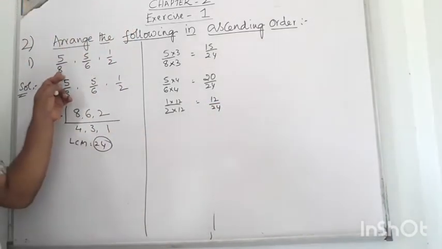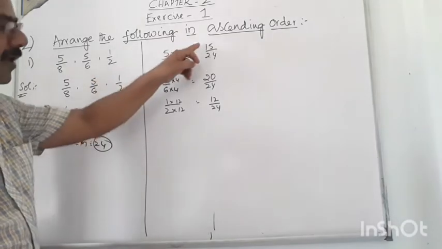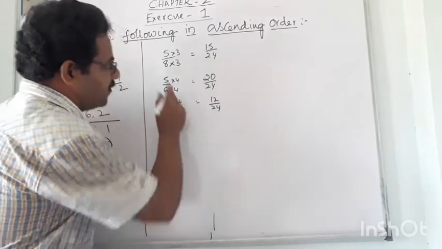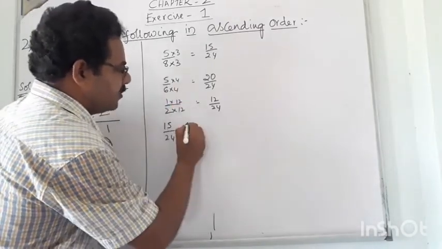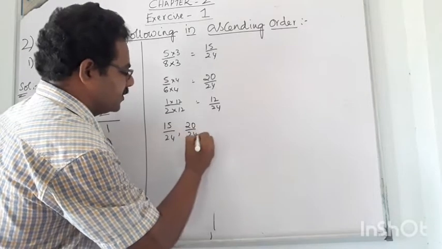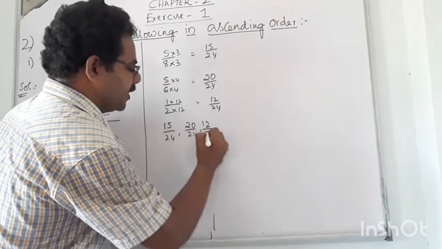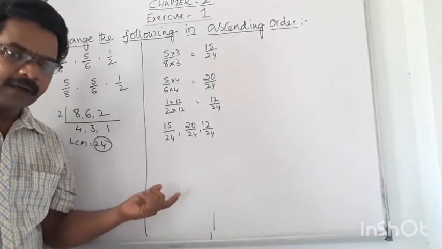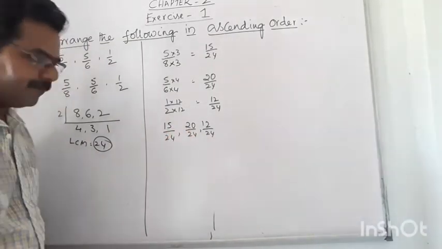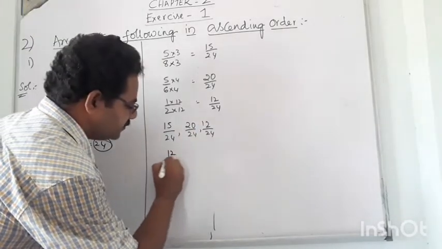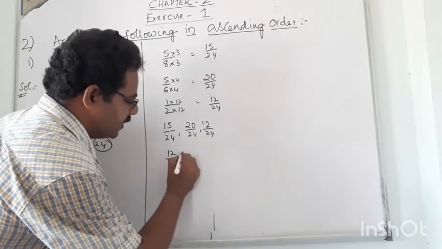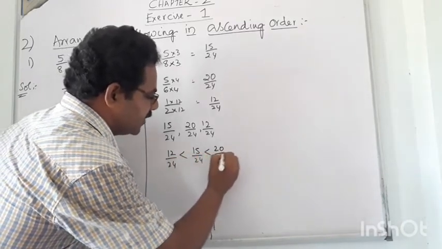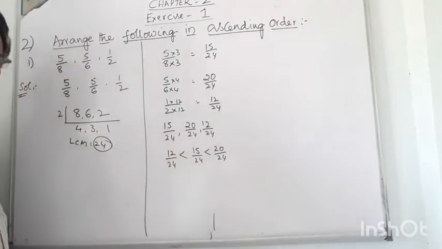So now you can write 15 by 24 instead of 5 by 8. Instead of 5 by 6 you can write 20 by 24. Instead of 1 by 2 you can write 12 by 24. If you observe which one is bigger and which one is smaller, all the denominators are equal. So now we can go for the smallest one. 12 by 24 is the smallest. 12 by 24 is less than 15 by 24 is less than 20 by 24. This is called the ascending order.